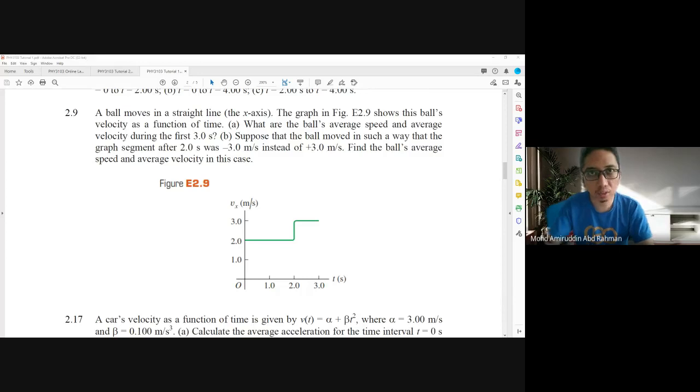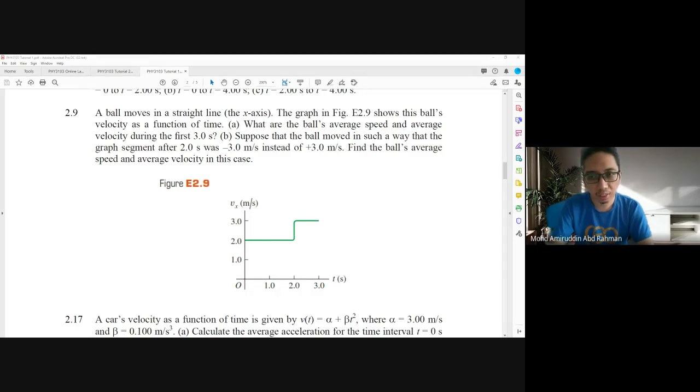But as you know, the distance traveled is still 7 meters. Now you want to find the average velocity. The average velocity depends on the delta x. So the delta x is 1, divided by t. So the average velocity will be 1 divided by 3, which is 0.33 meter per second.